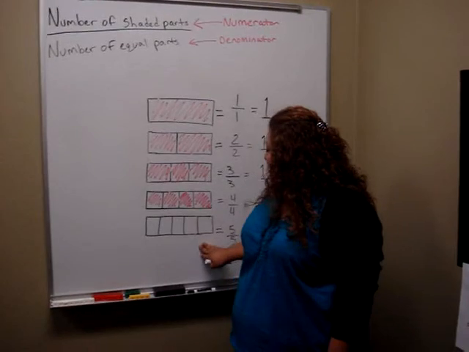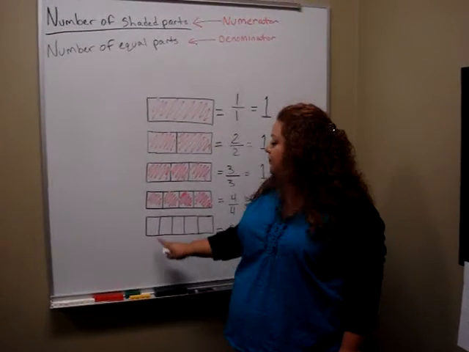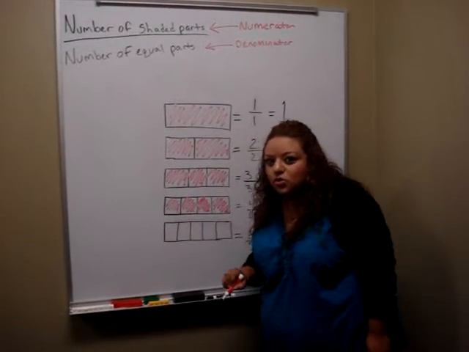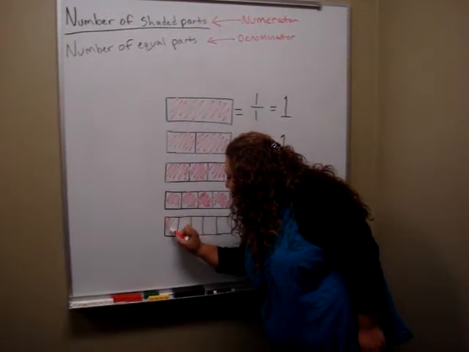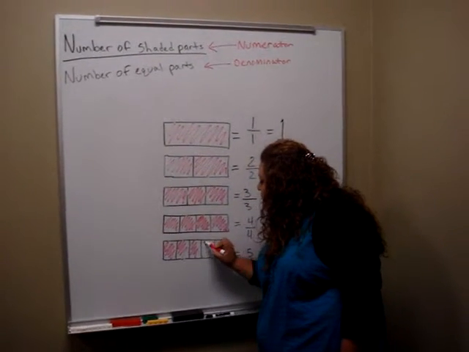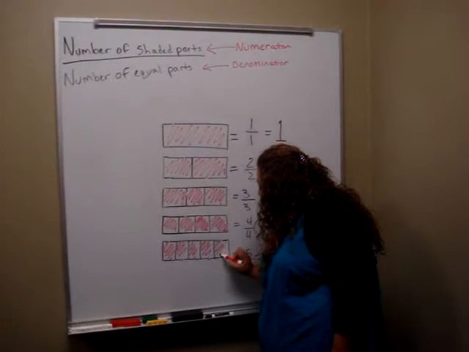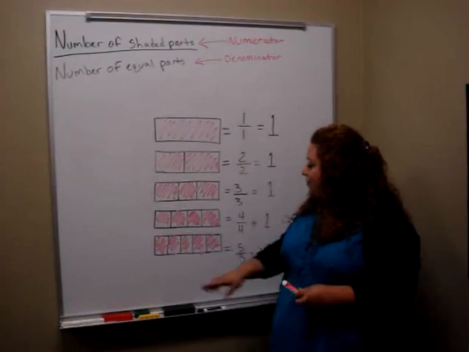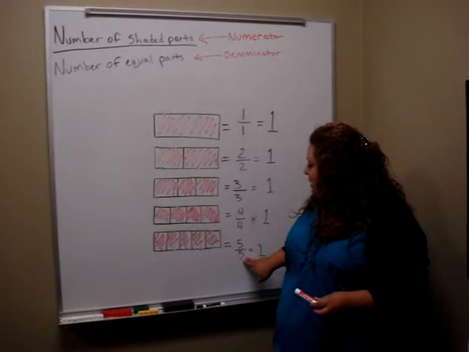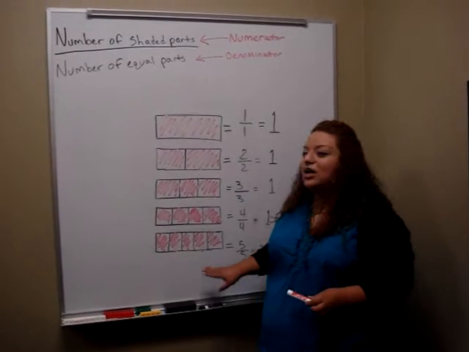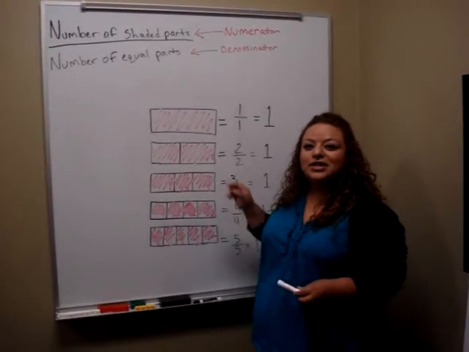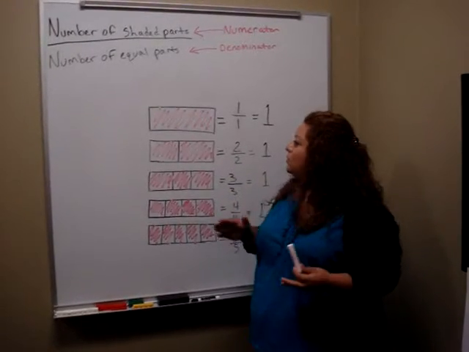Now for this last example, I have it split into 5. 1, 2, 3, 4, 5. And we want a whole, so again, we're going to shade them in. So now I have the 5 pieces, 5 in the denominator, 5/5, which equals 1. So now we have a whole. So all these are similar because they're all shaded, so they're all 1. They're all a whole, like this one.